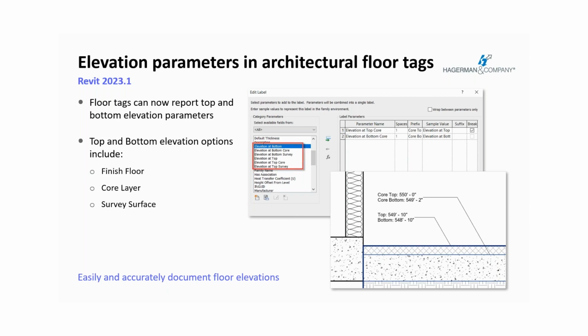So you have to go in, edit the tag in the family editor, click on the tag and edit the label, and you'll see these parameters available. So this enhancement will help you easily and accurately document floor elevations in your drawings.